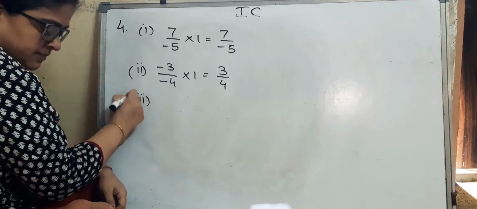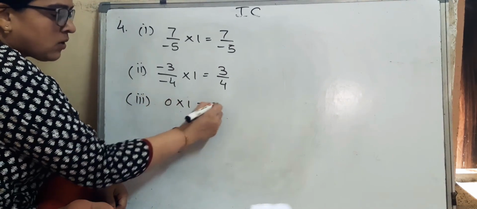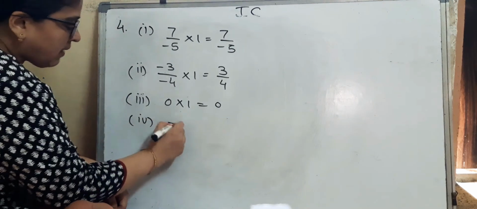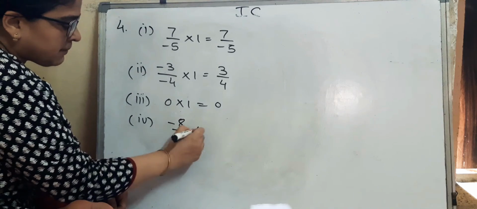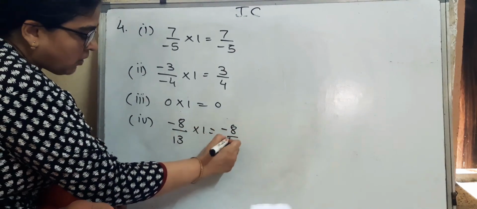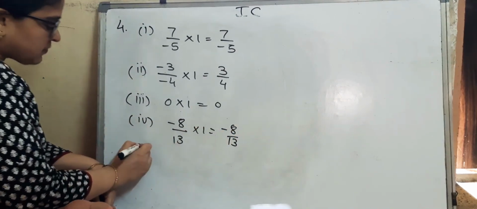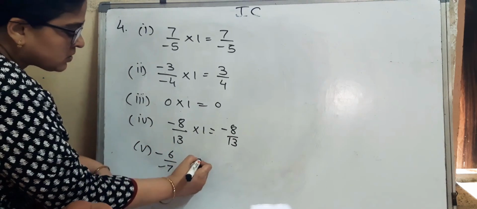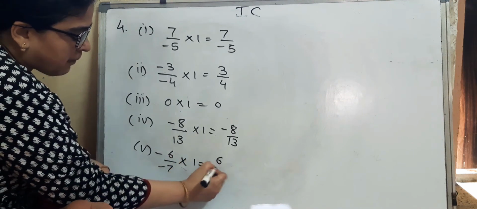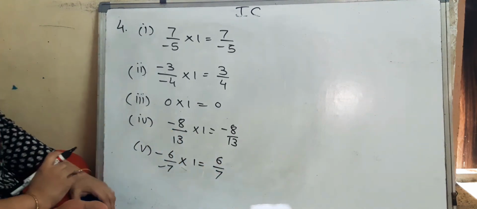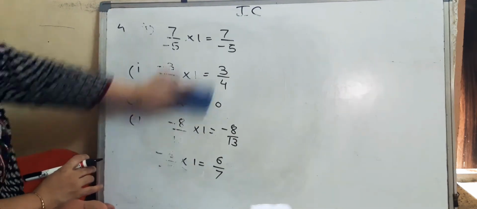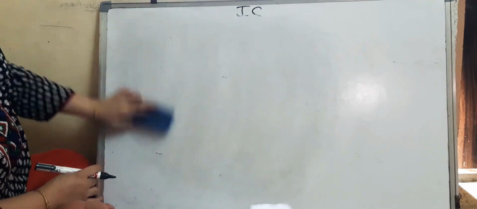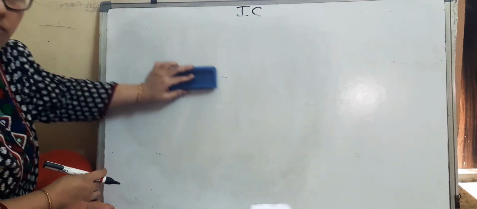Third one. 0 into 1, always 0. Anything multiplied by 0 is always 0, right? Then minus 8 upon 13 multiplied by 1, same answer, minus 8 upon 13. Same answer, it's very easy. Minus 6 upon minus 7, minus getting plus, so multiply by 1, that is equal to 6 upon 7 is the answer. Then we completed the fourth question. If you have any doubts regarding the exercise, you can ask me in the WhatsApp, right?